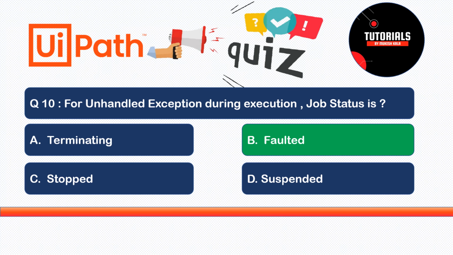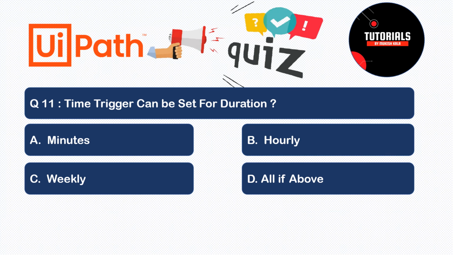Okay, so I hope you are enjoying the quiz. Let me just go to the next question, which is question number 11. Time trigger can be set for duration. So we have time triggers and we have queue triggers. Time triggers is something where we can specify a particular time.